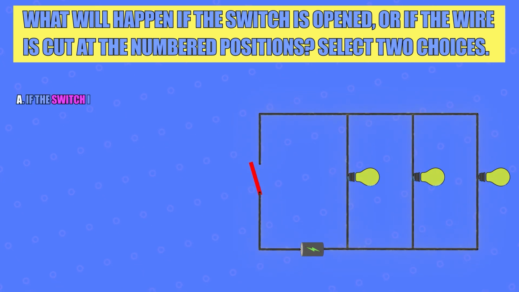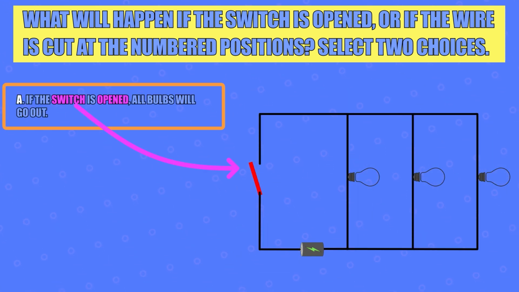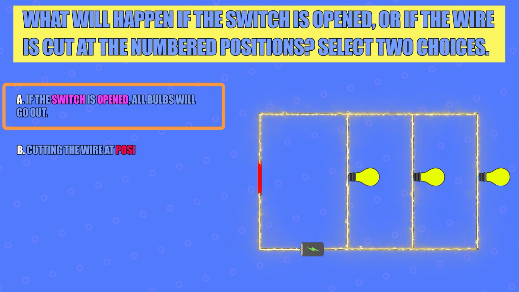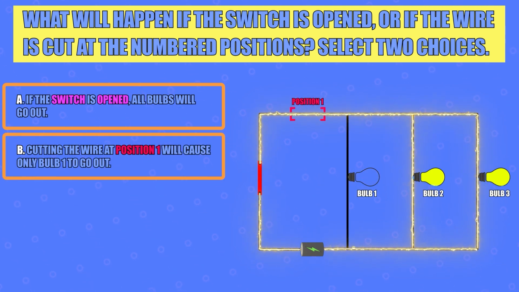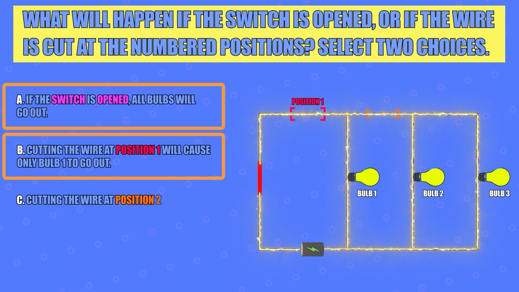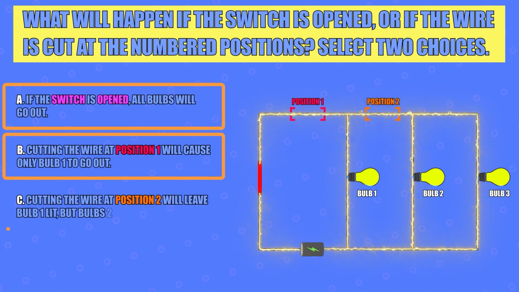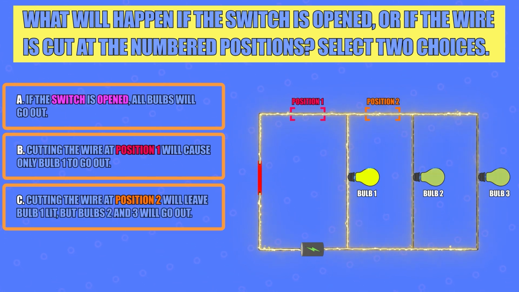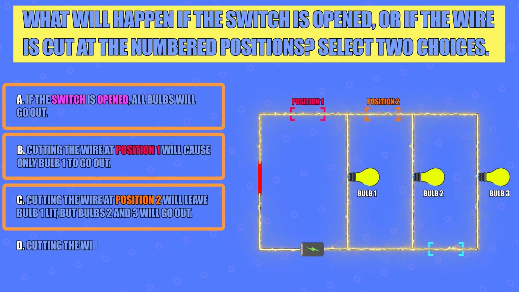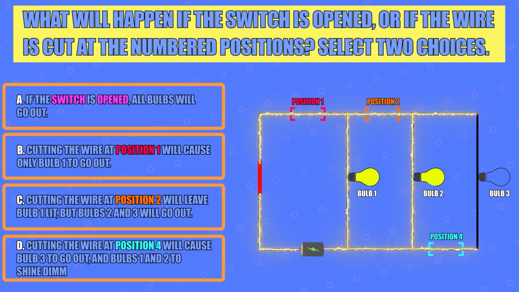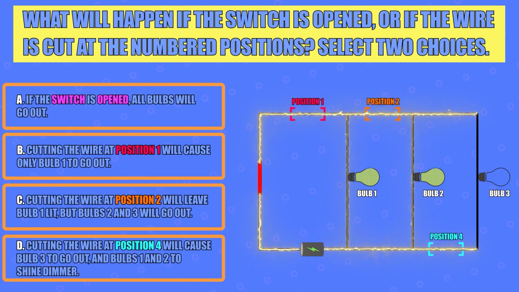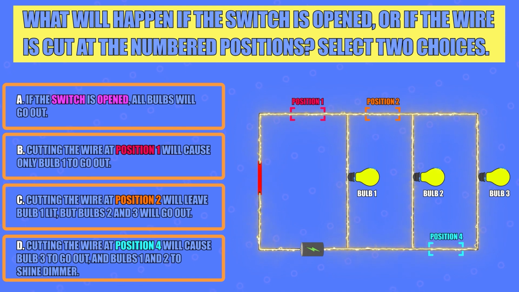A. If the switch is opened, all bulbs will go out. B. Cutting the wire position 1 will cause only bulb 1 to go out. C. Cutting the wire position 2 will leave bulb 1 lit, but bulbs 2 and 3 will go out. D. Cutting the wire position 4 will cause bulb 3 to go out and bulbs 1 and 2 to shine dimmer.